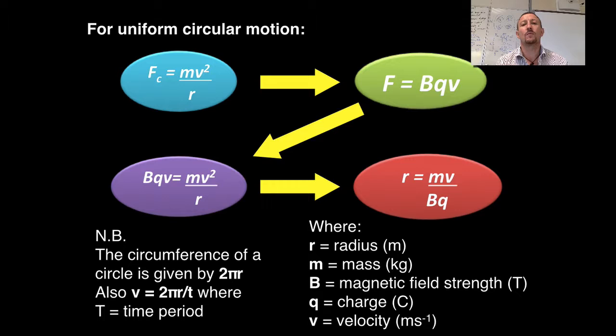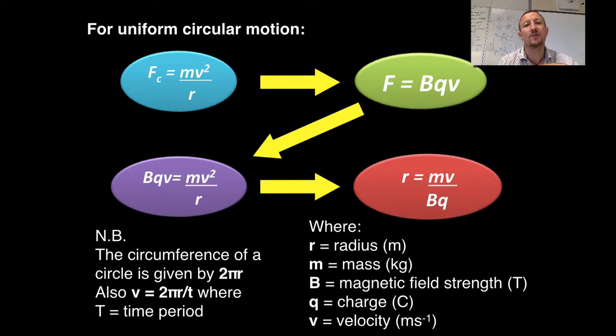So what else can we do? Well, we can convert it into the circular motion. Now we know that for circular motion, as you can see from the blue ellipse, the force generated there is the mass times the velocity squared over r.